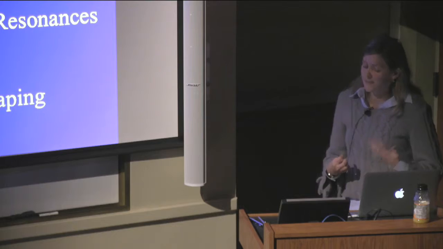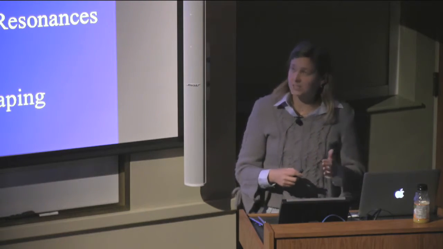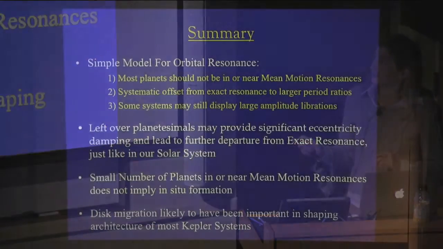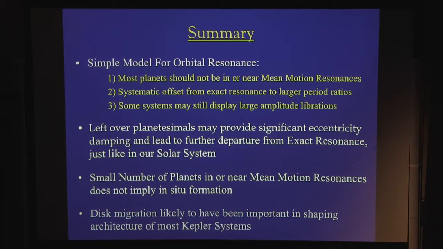This resonant interaction itself does give you a systematic offset from exact resonance to larger period ratios. However, to explain a 1 or 2% observed magnitude of this offset, you need some additional damping. And I think a leftover population of planetesimals is probably the best candidate for providing that additional damping after this disk has disappeared. There may be a few systems, especially at larger periods, and for maybe Neptune-sized planets, that may still display some large amplitude librations, and that's something that we're looking for.